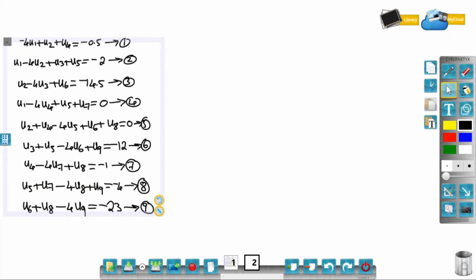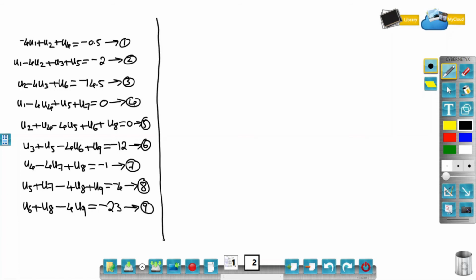Okay, so now we can write the matrix. We have 9 variables. In the first equation we have u1, u2, u3 is not there, u4 is there, u5 is not there, u6 not there, u7 is 0, u8 is 0, u9 is there.